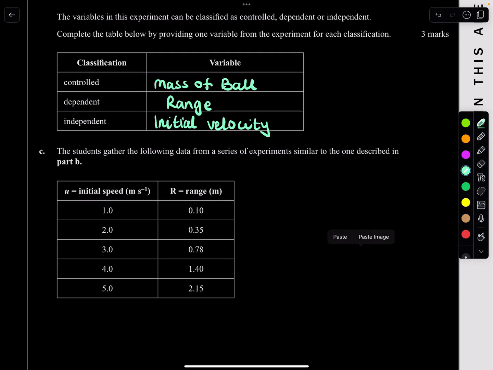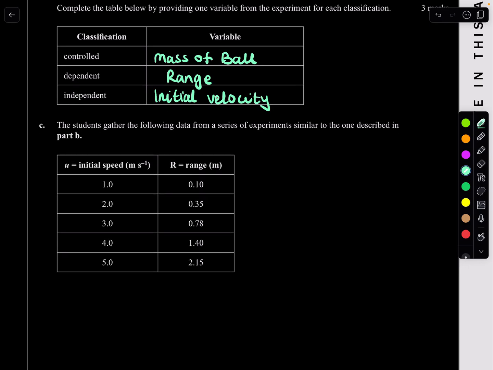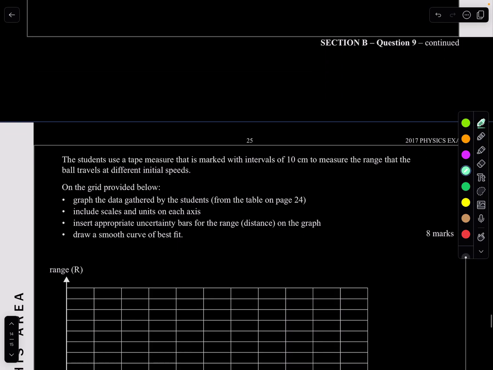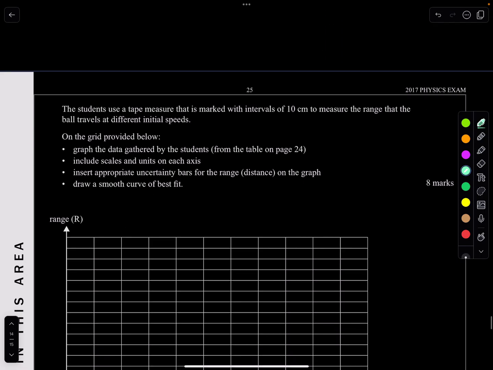C. The students gather the following data from a series of experiments similar to the one described in part B. All right. And here we're given some initial speeds and a range, and I believe they're going to make us graph it. Yes, they are. So the students use a tape measure that is marked with 10 centimeters to measure the range that the ball traveled at different speeds. This is important, this part over here.